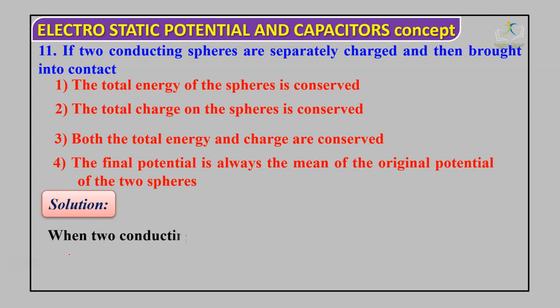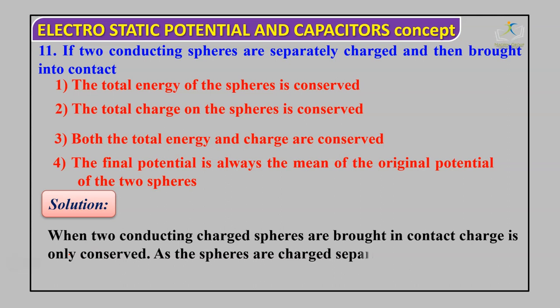Solution we have: when two charged conducting spheres are brought into contact, only charge is conserved. As the spheres are charged separately, there may be a change of energy. According to this, the correct option is option 2.